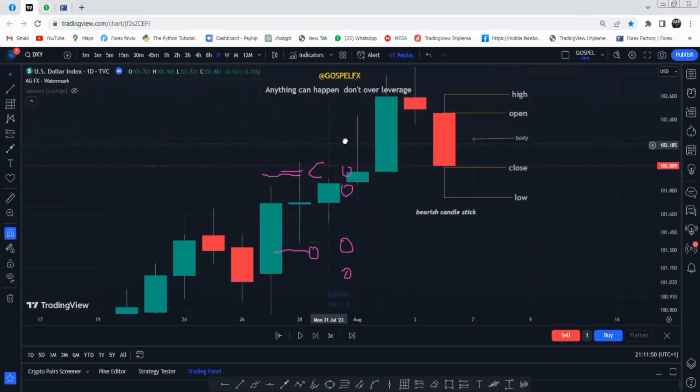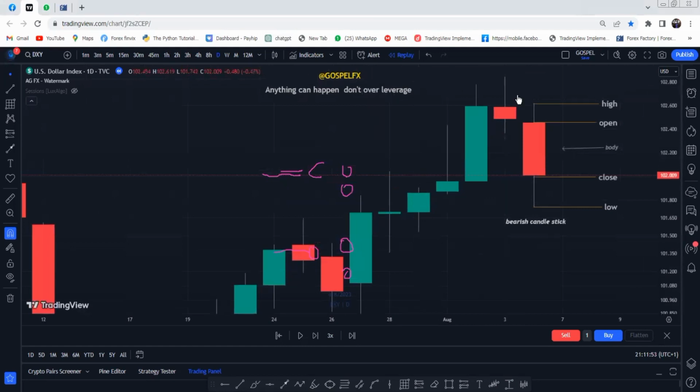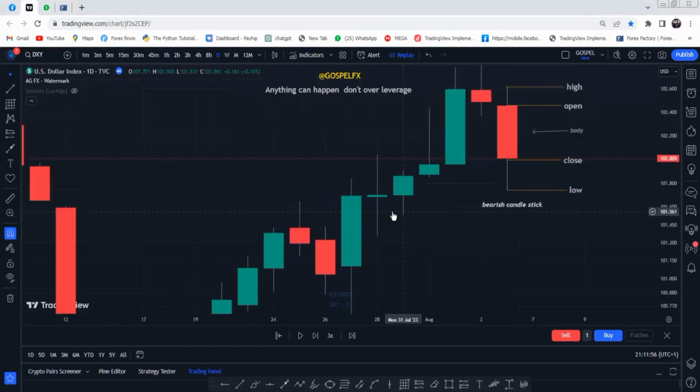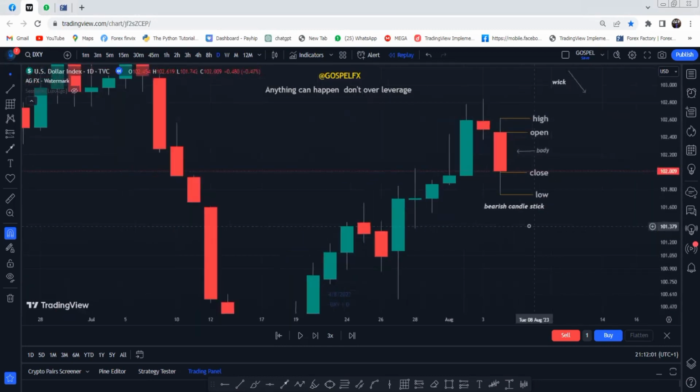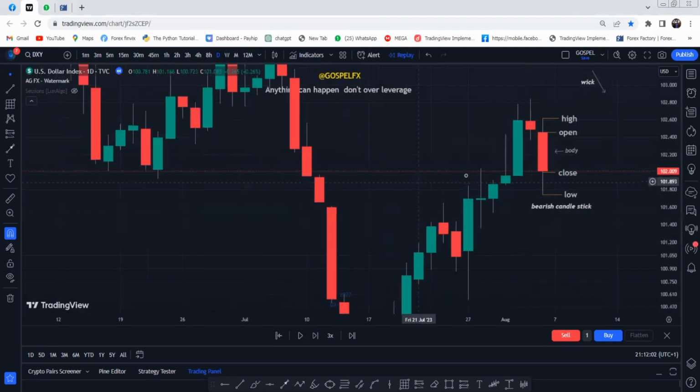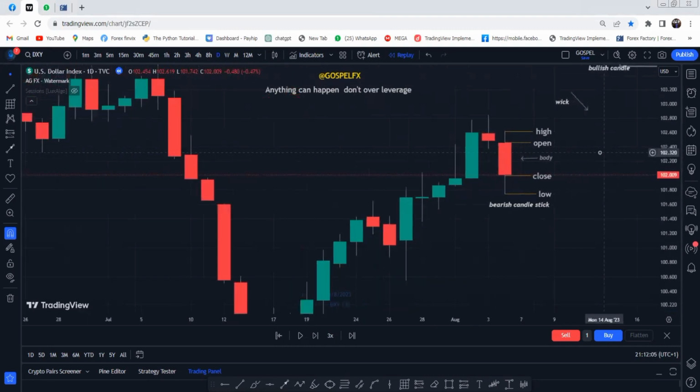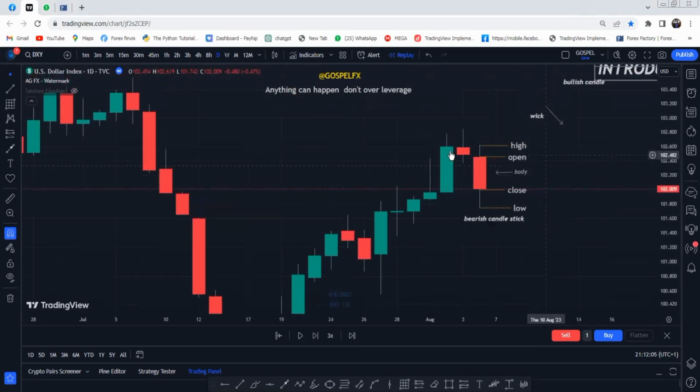So we have so many types of candlesticks. I'm going to send you something that will help you easily visualize the types of candlesticks that we have here. You can see we have this huge candle.